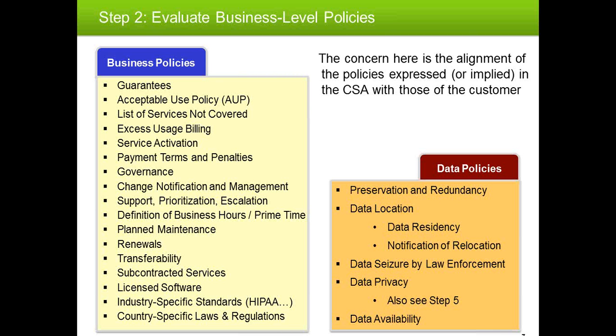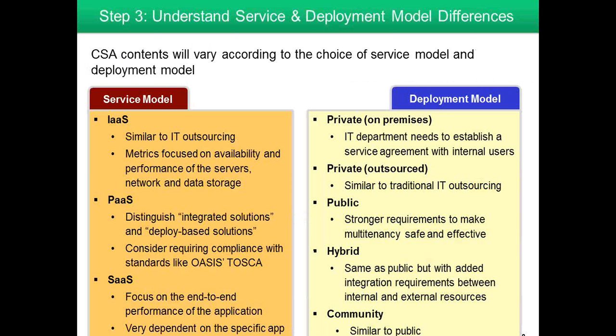So if we move on to step 3, Tracy, to the next slide. Now, the next thing that needs to be understood, which is still part of the context of what is going to be inside the CSA, is the differences between what should be the content of a CSA, depending on what service model and what deployment model you as a customer may have chosen.